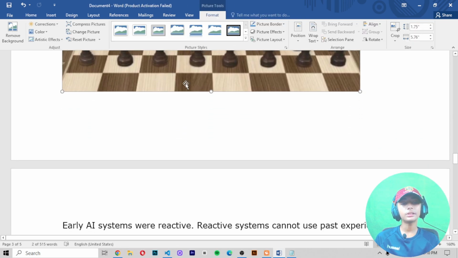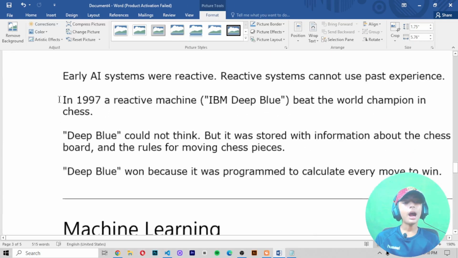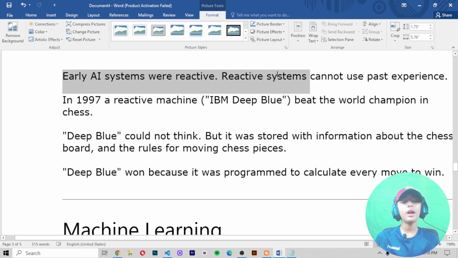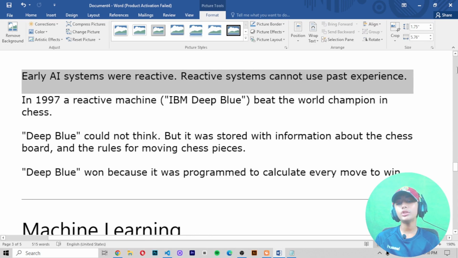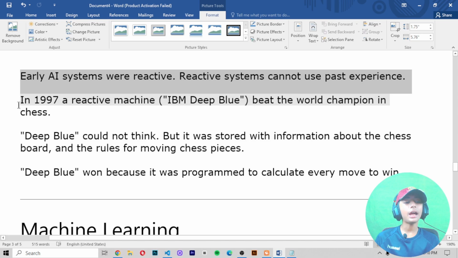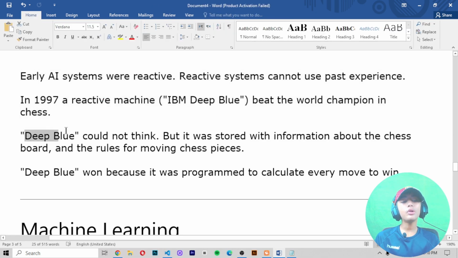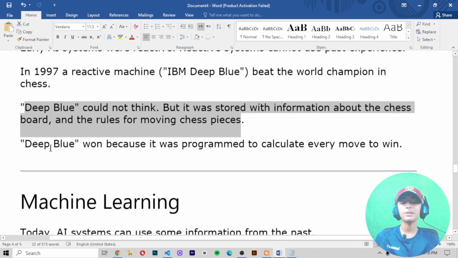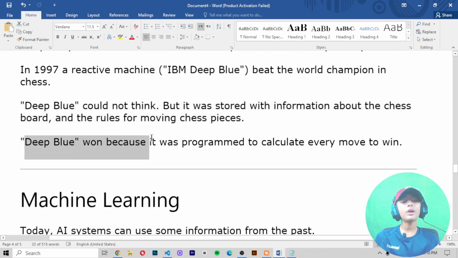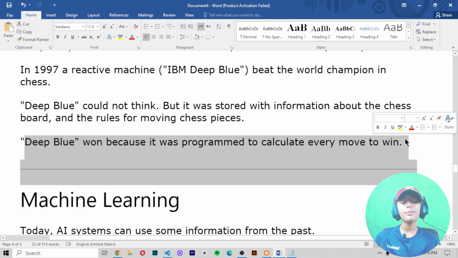Reactive machines. Early AI systems are reactive. A reactive system cannot use past experience. In 1997, a reactive machine, IBM Deep Blue, beat the world champion in chess. Deep Blue could not think, but it was stored with information about the chess board and the rules for moving chess pieces. Deep Blue won because it was programmed to calculate every move to win.